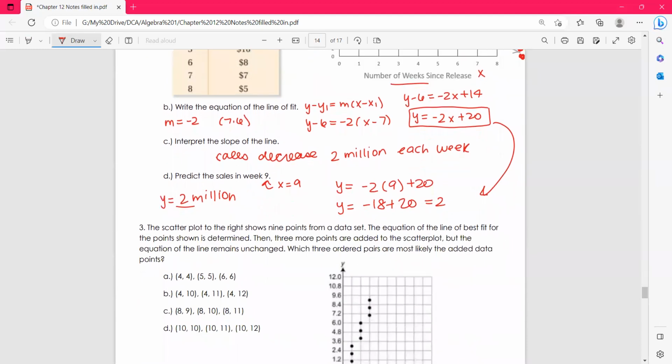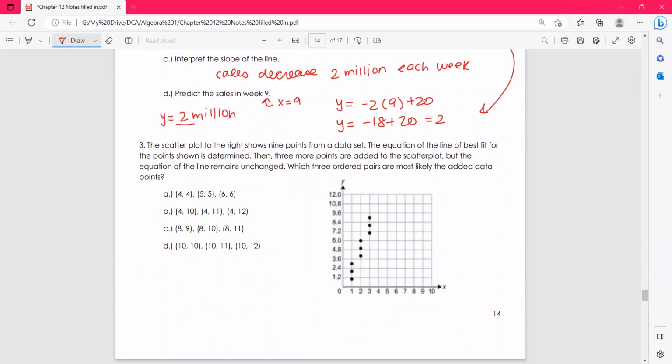And then let's just check out this last question here. The scatter plot to the right shows 9 points from a data set. The equation of the line of best fit for the points shown is determined. Then 3 more points are added to the scatter plot, but the equation of the line remains unchanged. Which 3 ordered pairs are most likely added to the data points? So when we look at these data points, we want to pick points that wouldn't change the line of best fit. So right now, when I'm looking at this data, I would say the line of best fit is going to go right here. Okay, there's some points above, some points below. So when we add more points to it, it's not going to change.